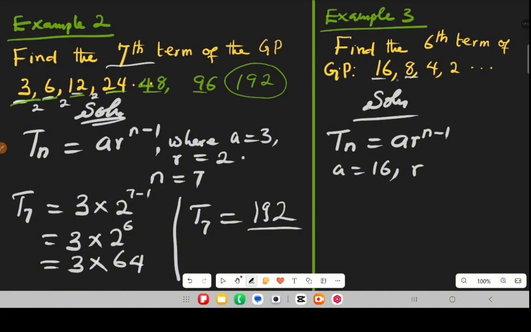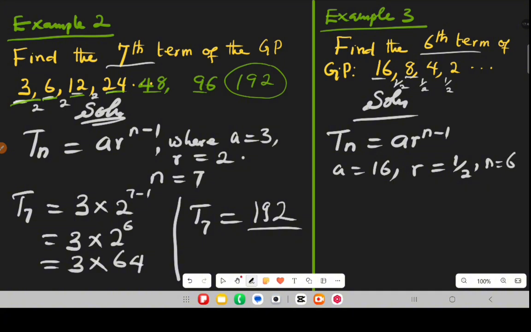8 divided by 16 gives us 1 over 2. 4 divided by 8 gives us 1 over 2. 2 divided by 4 gives us 1 over 2. So when we multiply by 1 over 2 by each term, we get the next term, which is the common ratio, 1 over 2. And n is the term number, which is 6.